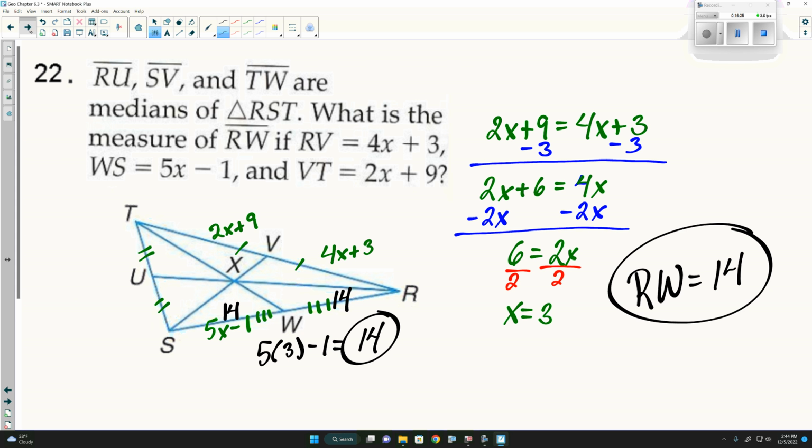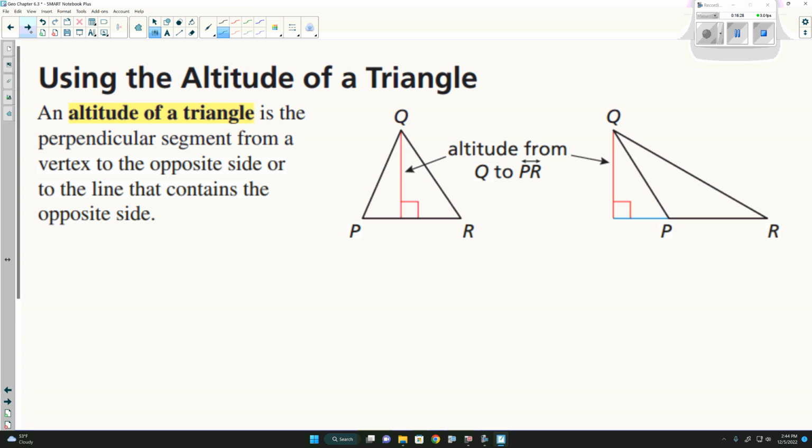All right, let's look at the next slide. An altitude of a triangle is the perpendicular segment from the vertex to the opposite side, or the line that contains the opposite side. It's the height of the triangle. Now, with right triangles, it works out that one of the sides is the altitude. If it's an acute triangle, the altitude is going to be inside the triangle. When we talk about an obtuse triangle, one of the altitudes, or all three, are going to be outside the triangle. The height doesn't necessarily have to be inside the triangle.